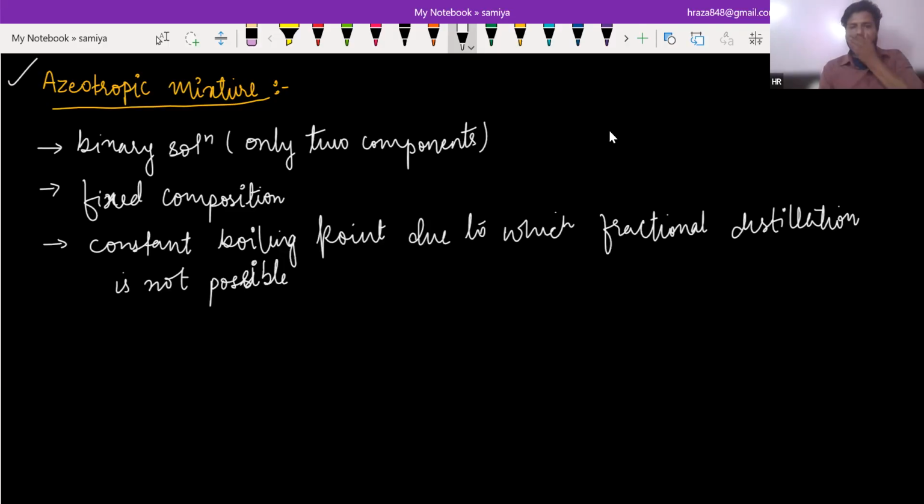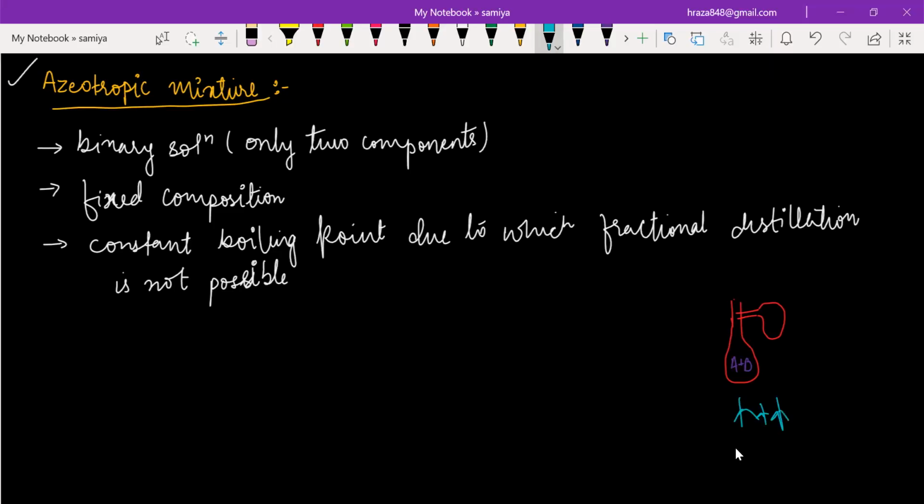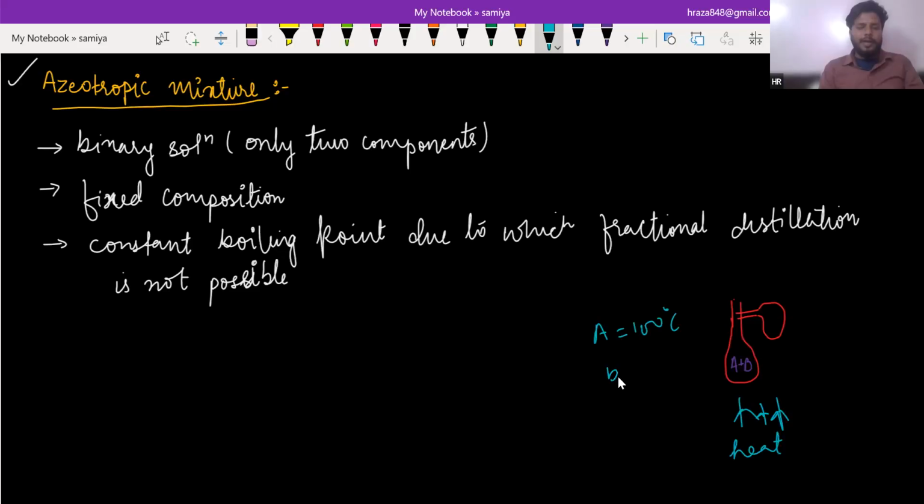See, if in a beaker we have a solution, that means there are two components. It's like this. In this, A and B are present, A plus B. Since these are two different components, these two components will have different boiling points. Yes or no? Yes. Suppose A has a boiling point of 100 degrees centigrade and B has a boiling point of 60 degrees centigrade.